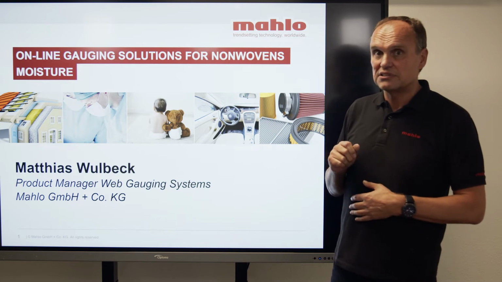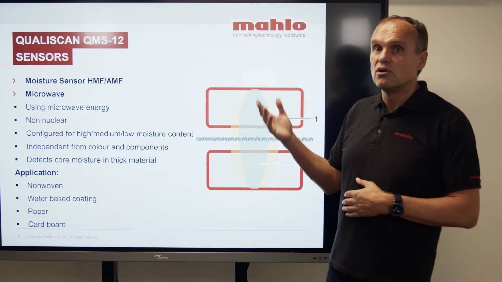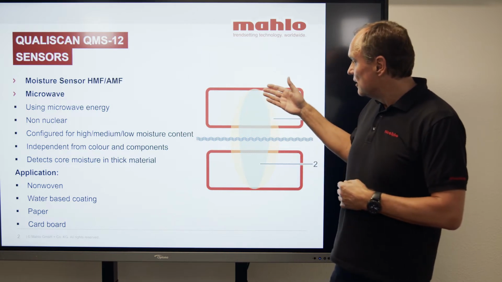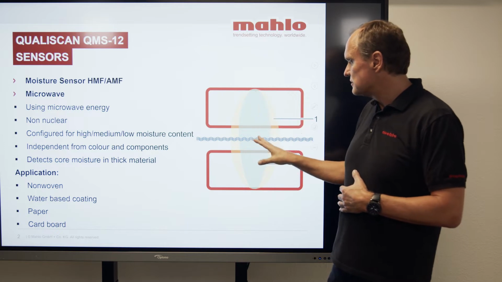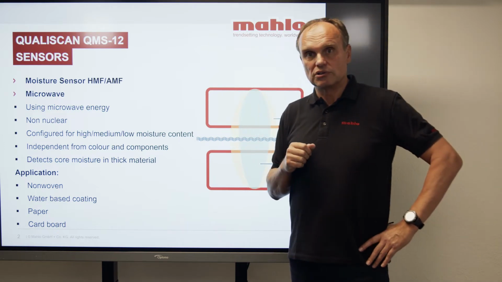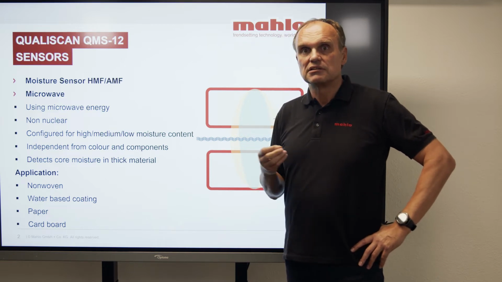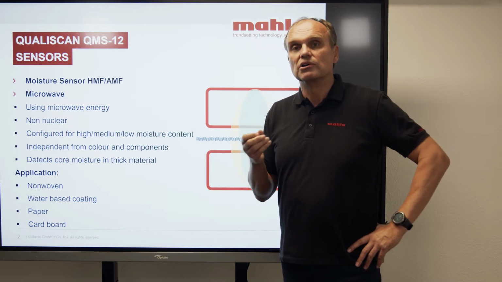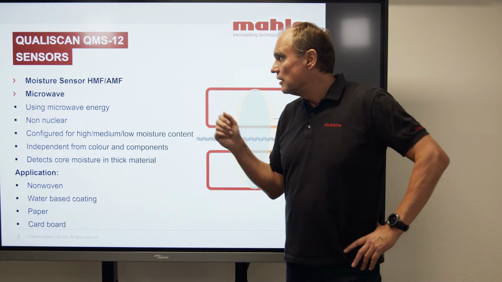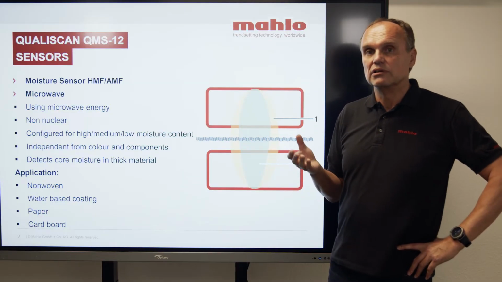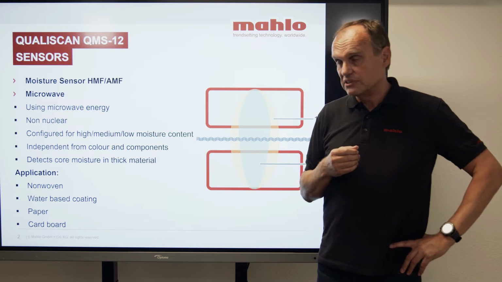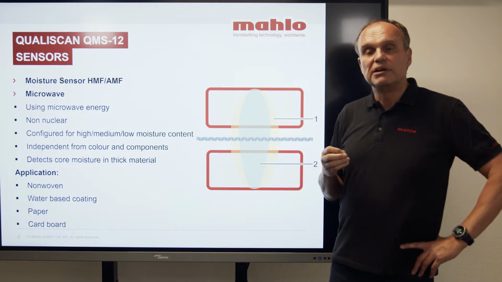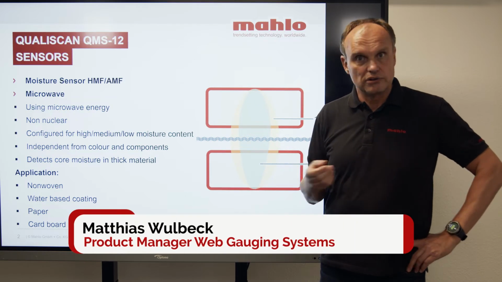Mahlo offers two solutions for measuring the moisture on a running web. First is the microwave system. It uses a microwave resonance field on the web, and this resonance field is directly influenced by the water molecules. So the system detects the basis weight in grams of water per square meter. The method is very well applicable on all thick material and even on material with very high moisture content, for instance, directly after a coating or impregnating process. And it's completely independent from the web thickness or color or other things.